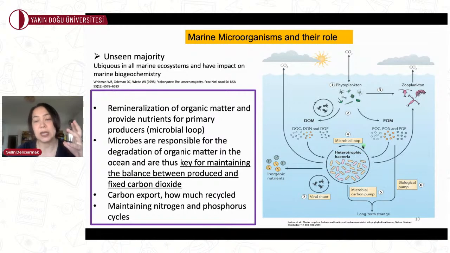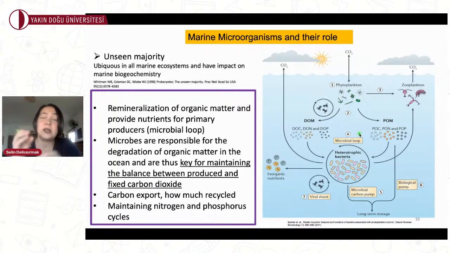What they are doing basically is they use this organic carbon and convert it, produce some inorganic nutrients, and also store this organic carbon long-term in the sediment. So marine microorganisms are the unseen majority. They are ubiquitous in all marine ecosystems, and they have a huge impact on marine biogeochemistry. So let's have a look at their role.